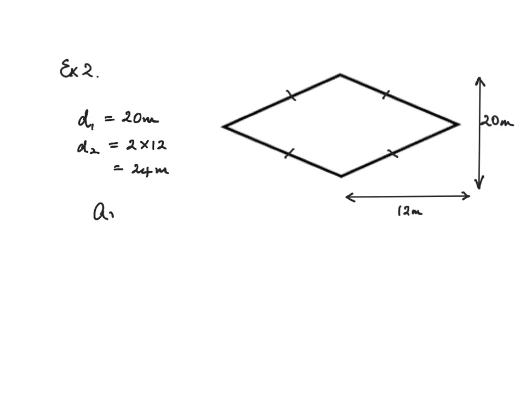And the area is found by multiplying the diagonals together and then dividing by 2. So 20 times 24 divided by 2. How would we do that on our calculator or in our head? Well, what we could do is half the 20 to give us 10. 10 times 24 is 240 meters squared. Remember the units squared for area.